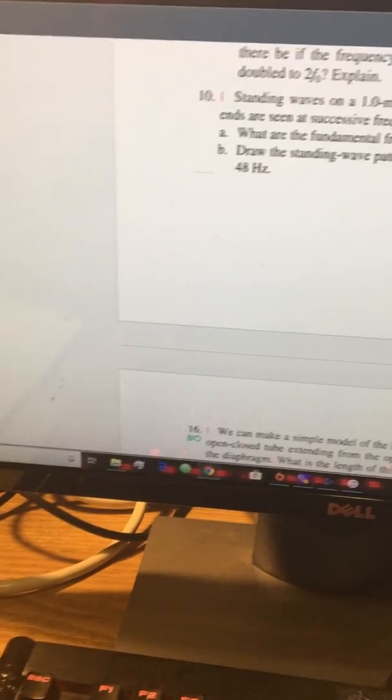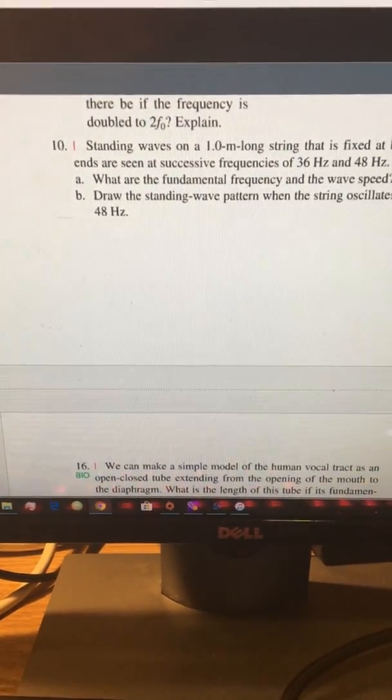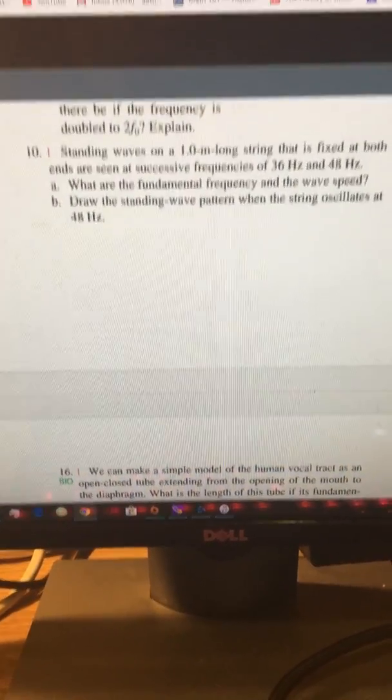So in order to solve this question, we need to know what we're solving for, which is the fundamental frequency and the wave speed. The first thing is to recall what we know so far, which is the length of the string, 1 meter, and the two frequencies that produce a standing wave, 36 and 48 Hz. To note is that both of these are successive frequencies, which means there is no frequency between these two that will produce a standing wave.